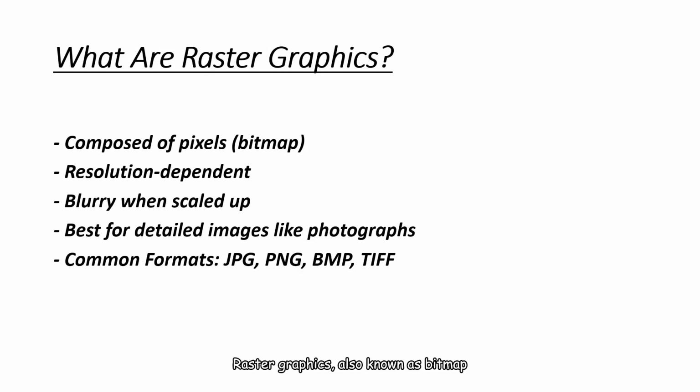Raster graphics, also known as bitmap graphics, are made up of pixels. They are resolution dependent, meaning that enlarging them can result in a blurry or pixelated appearance. These images are best suited for detailed visuals like photographs. Common raster formats include JPG, PNG, BMP, and TIFF.